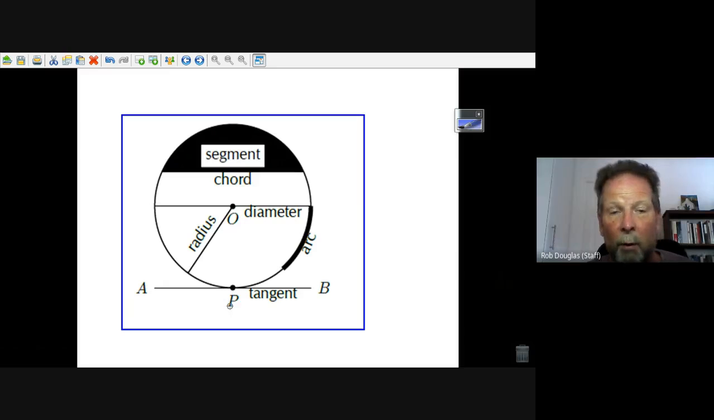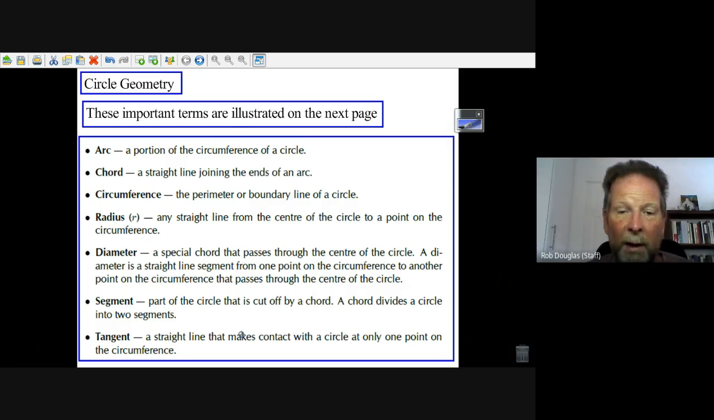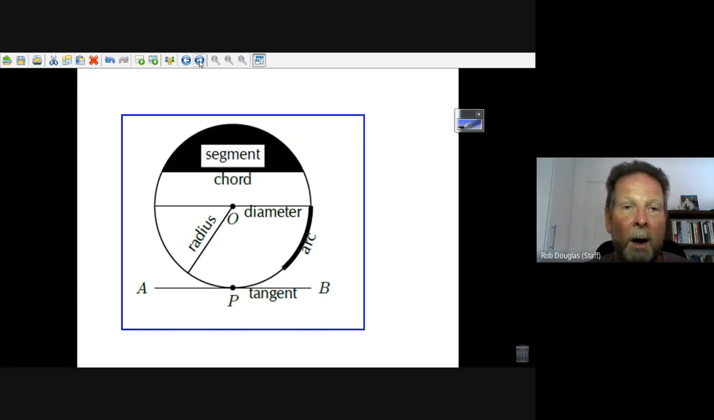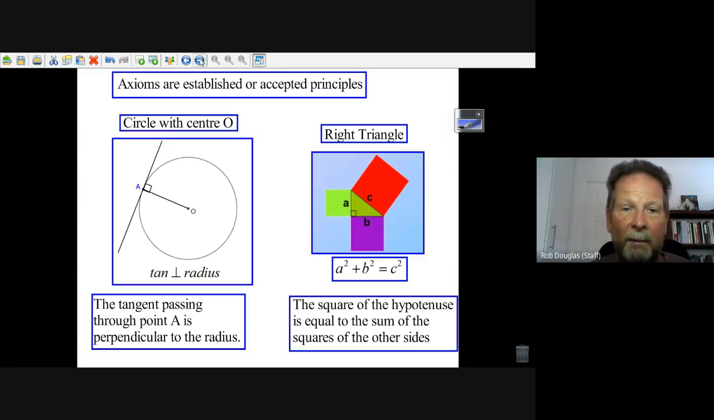It's really important. If you imagine this was a basketball and you pushed a ruler up against the ball, it would touch in one place. Well, that's the tangent line. Let's see how they said it here. A straight line that makes contact with a circle at only one point on the circumference. Okay, those terms, you really have to have them straight.